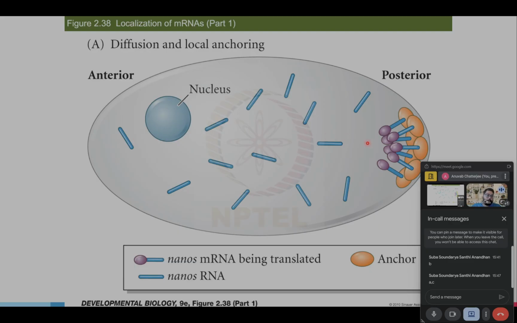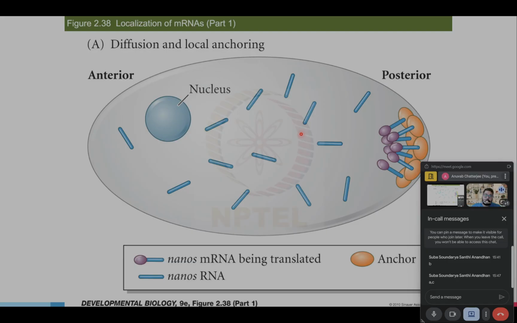This SMAUG protein is actually removed only in the nanos mRNA that are bound to these posterior Oscar proteins. So nanos is only translated right here, so that you have a particular center of nanos right here where the protein is being made, and no other place in the entire cytoplasm is producing nanos.